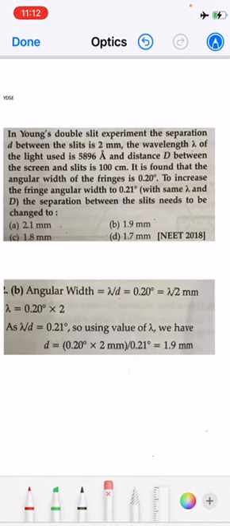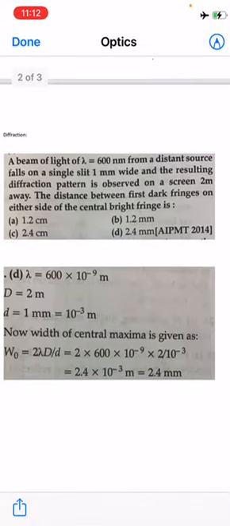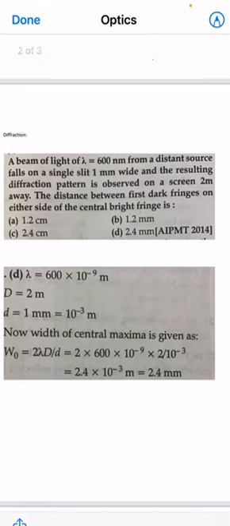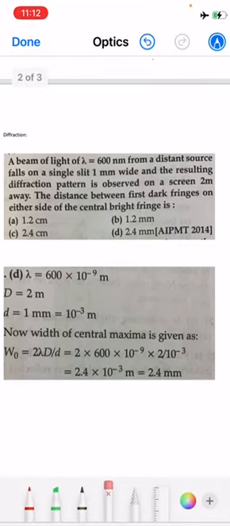Okay. Now let me go to the next one, which is a diffraction problem. Now please look at the screen for diffraction kind of problems. This was actually your PMT 2014. Let us start. A beam of light of lambda 600 nanometer.